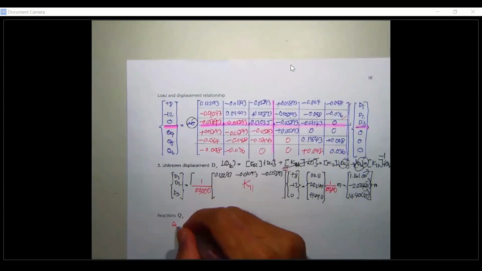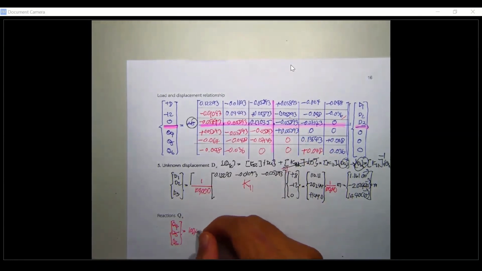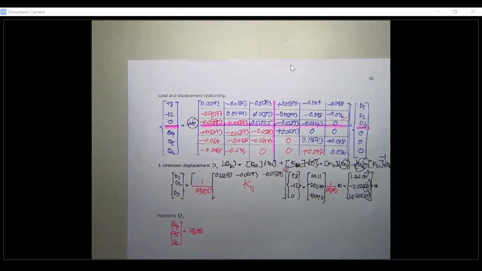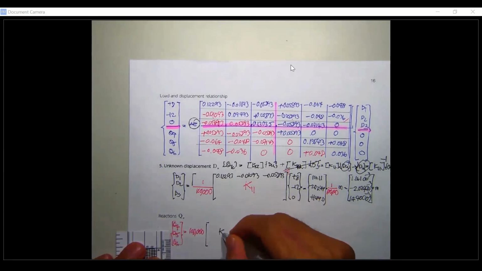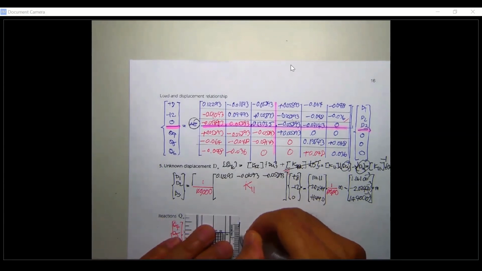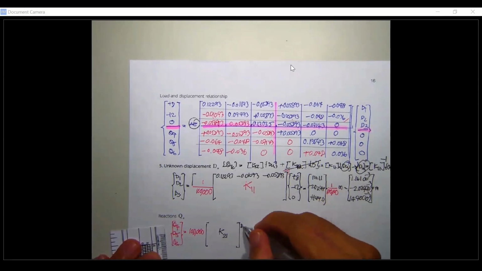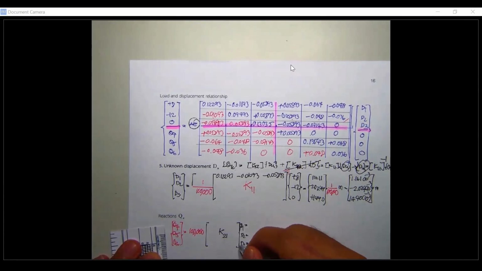And then, not finished yet, you may go a little bit further to compute for the Q4, Q5, Q6 now. That is going to be equal to AE, which is going to be 100,000. And then you may make a copy of this. This is going to be k sub 21, and then this is going to have d1, d2, d3 equal to what you have over here in millimeter.